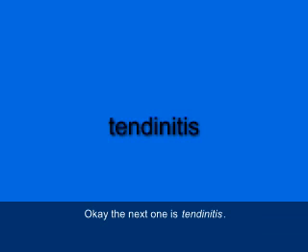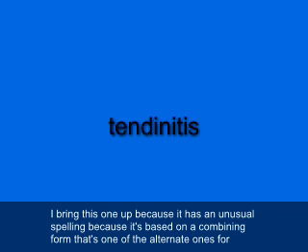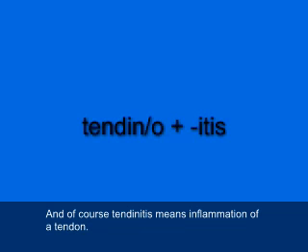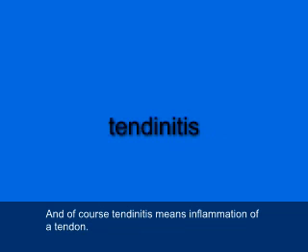Okay, the next one is tendinitis. And I bring this one up because it has an unusual spelling because it's based on a combining form that's one of the alternate ones for tendon. This word is composed of tendino, plus itis. And of course, tendinitis means inflammation of a tendon.